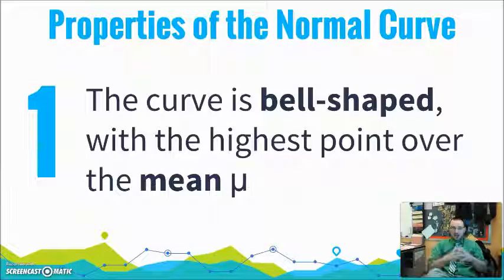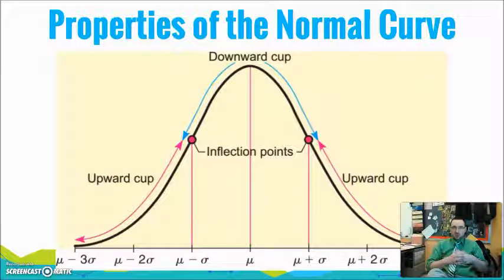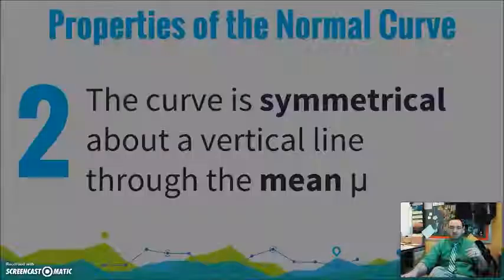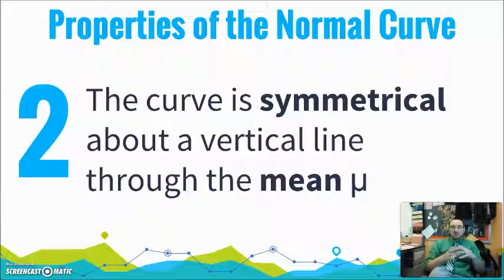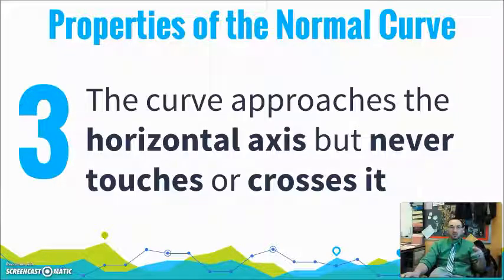Number two, the curve is symmetrical. So if we go back, taking a look at our normal curve, if we split it in half at the mean, it is half and half. So 50% above, 50% below. So the curve is symmetrical about the vertical line through the mean mu. Okay? So those are two properties. So the mean is the highest point. It also causes us to have a line of symmetry in the middle.